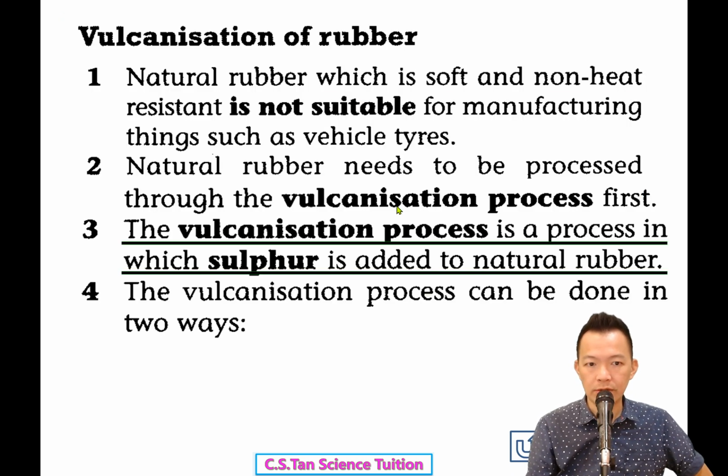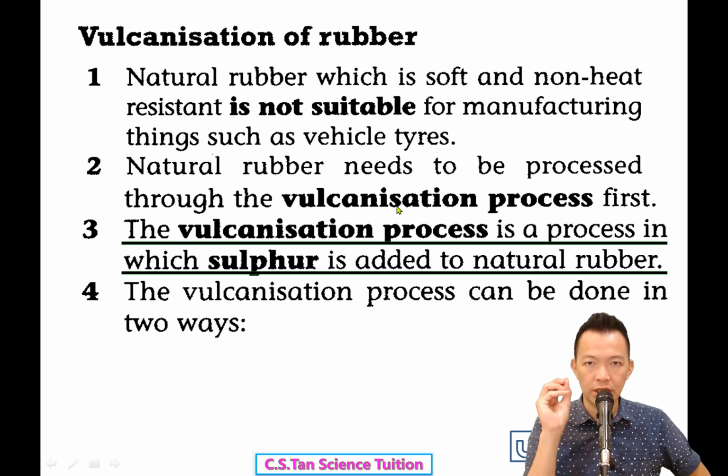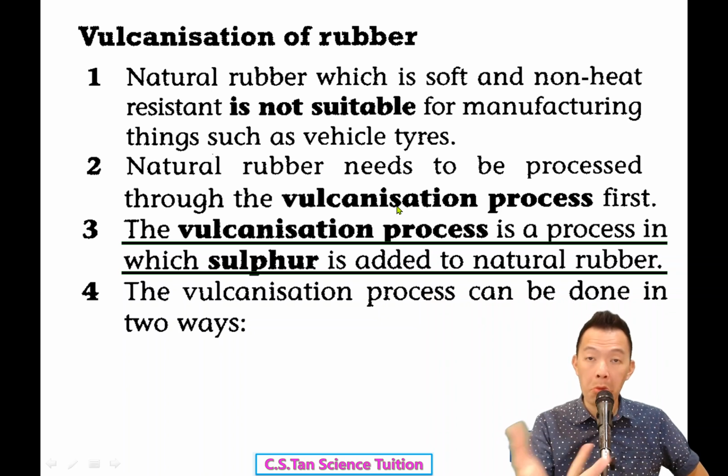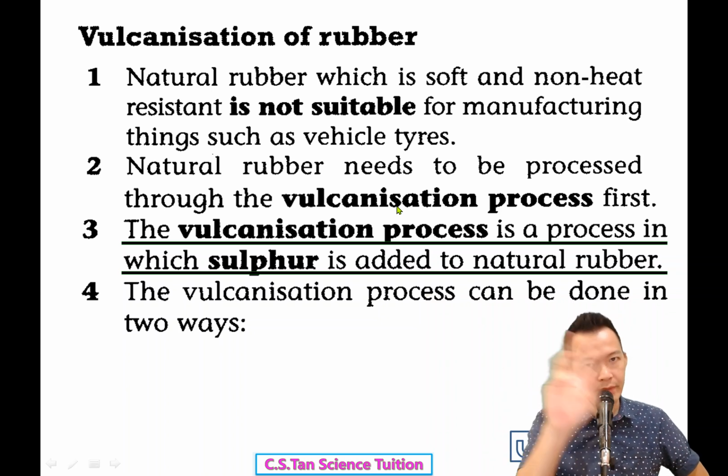Okay, our next slide will be talk about vulcanization of rubber. 什么叫 vulcanization? 硫化橡胶 add sulfur 加硫磺给它。Why? Next video. Bye bye, temporarily.